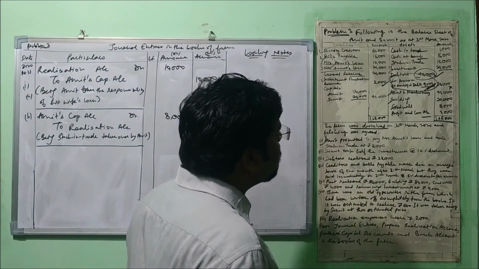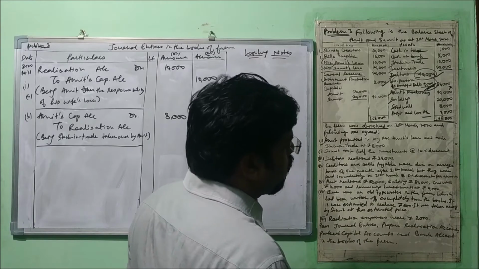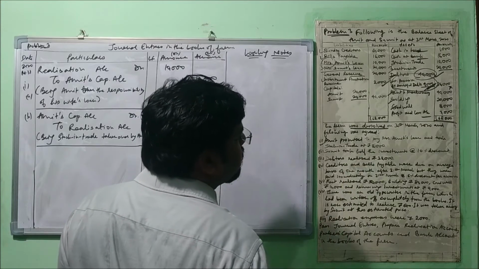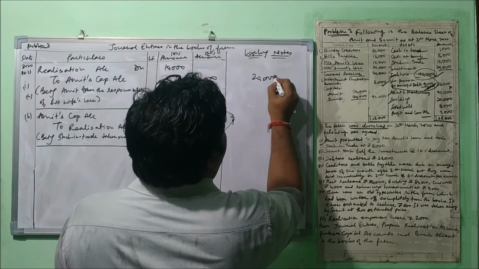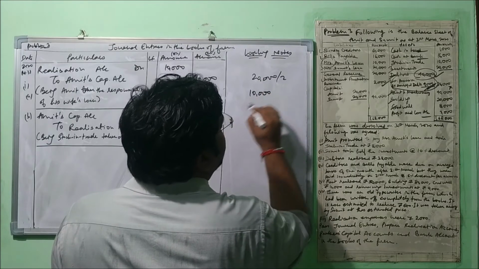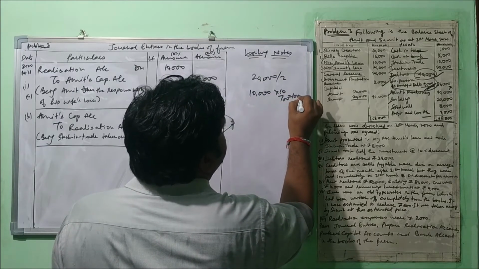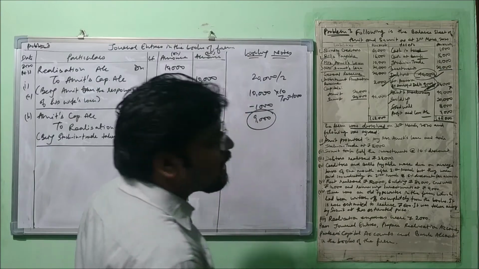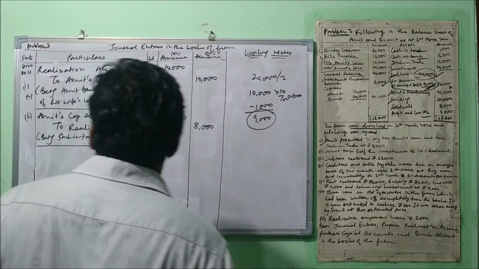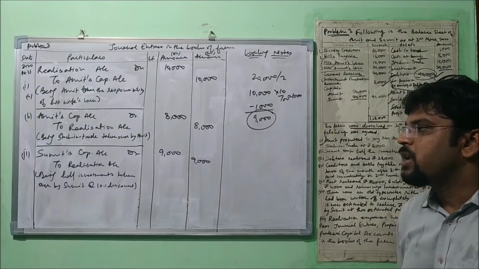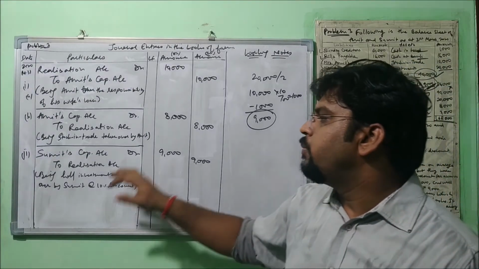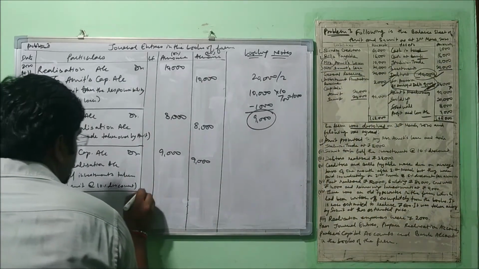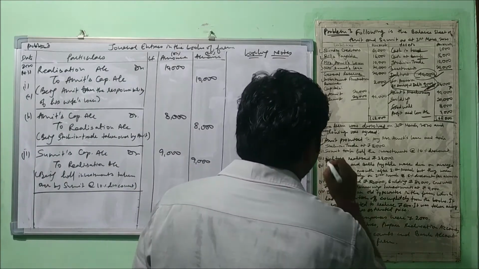Point number 2. Sumit took half the investment at 10% discount. Very first let's calculate the value of half investment and then deduct 10% discount. What is the value of investment? 20,000. Half will be 10,000, and 10% will be 1,000, means 1,000 will be deducted. Sumit took the investment at 9,000. Got the point? Now what will be the entry? Have a look here. Sumit's capital account debit to realization account 9,000, being half investment taken over by Sumit at 10% discount, right? Now let's move further for the entry number 3.